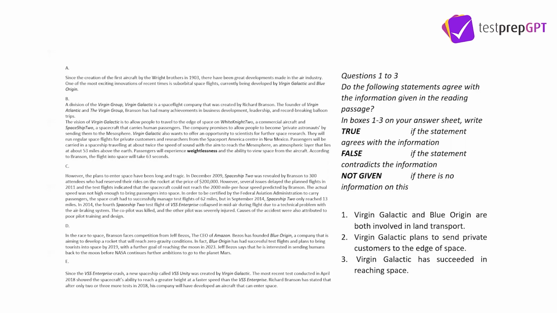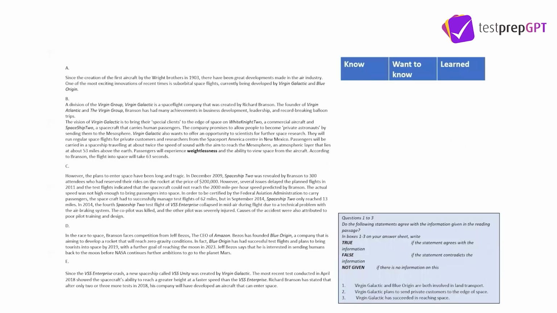Okay, well, if we read through the passage here, firstly, what we know is that it's a passage about the space and air industry. So we read paragraph A. Since the creation of the first aircraft by the Wright brothers in 1903, there have been great developments made in the air industry. One of the most exciting innovations of recent times is suborbital space flights, currently being developed by Virgin Galactic and Blue Origin. Okay, so we know it's about space and air.